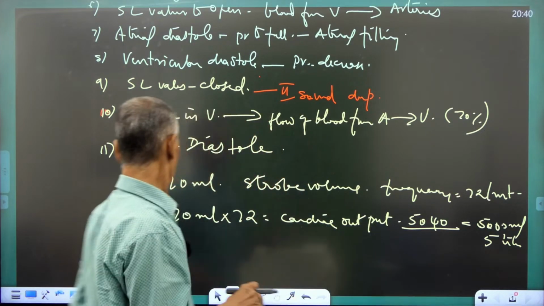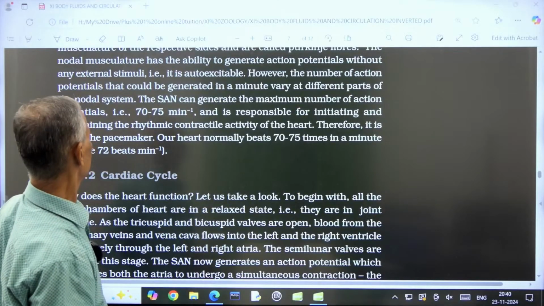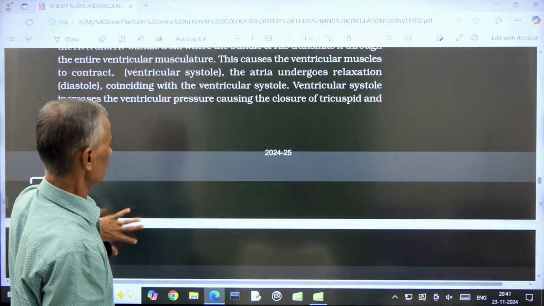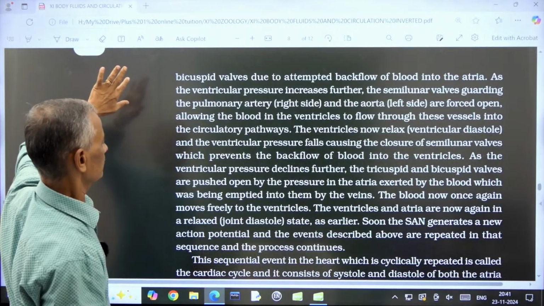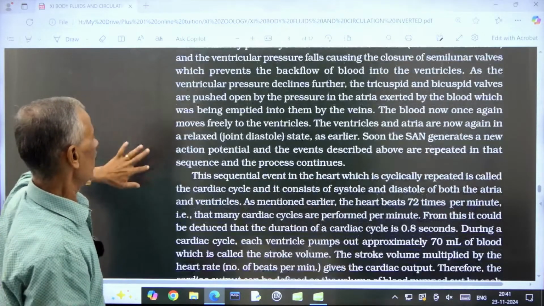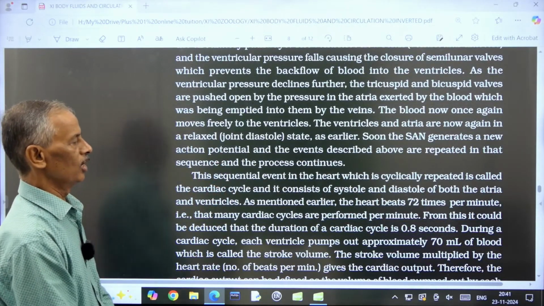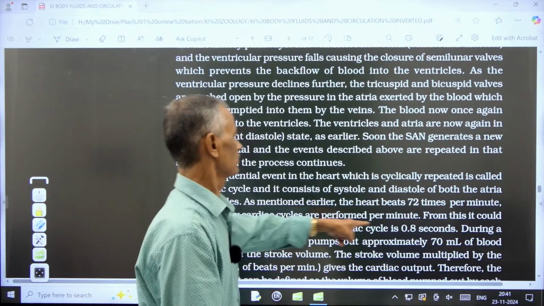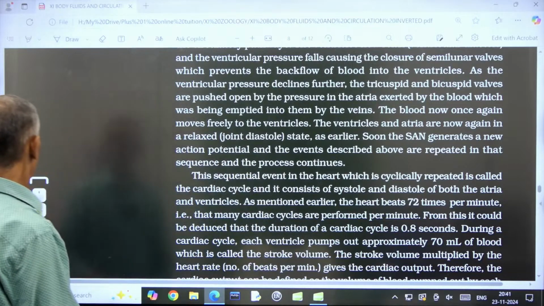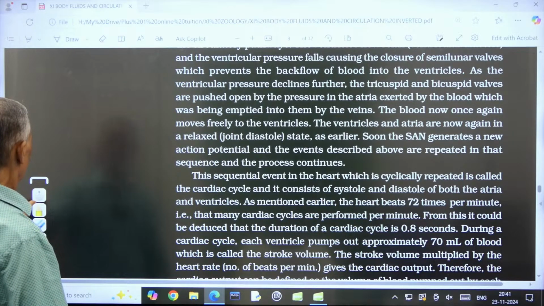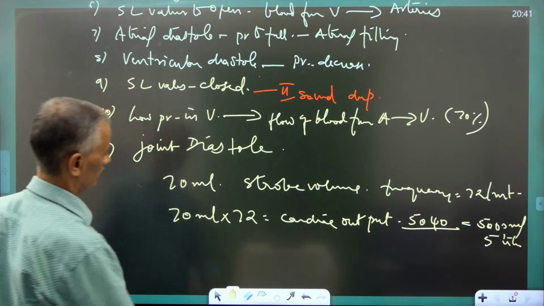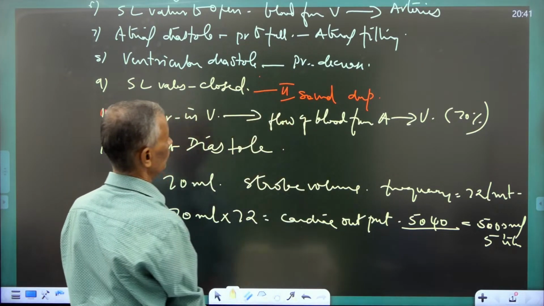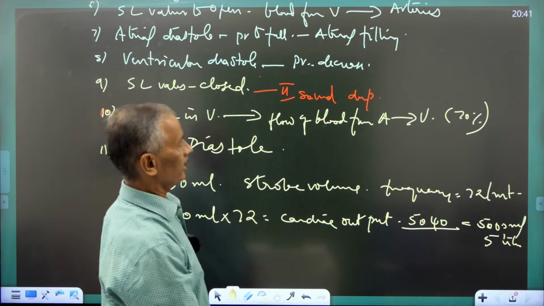Okay. So this is what is given in a cardiac action. There are two sounds heard. I will be telling that. First sound is the lub sound. Second sound is the dub sound.